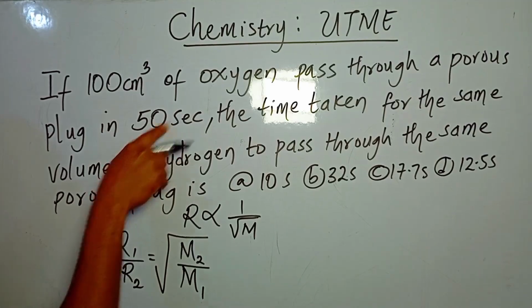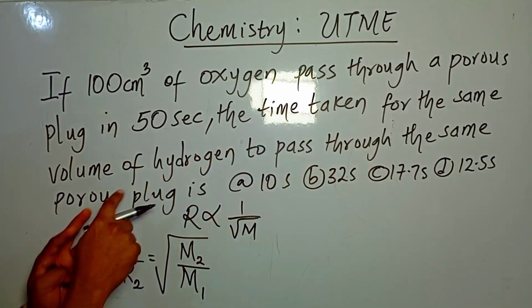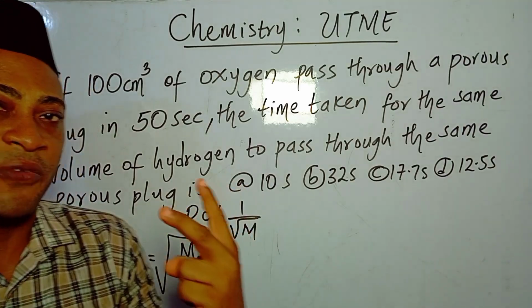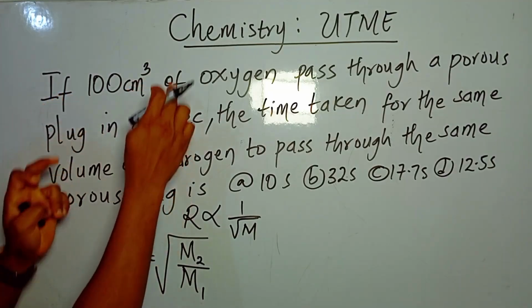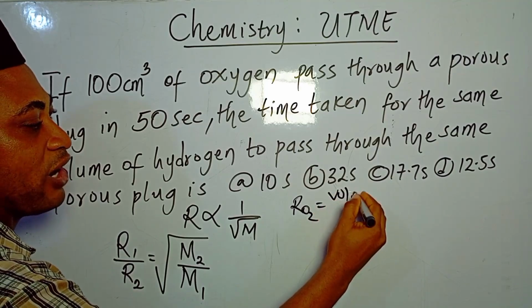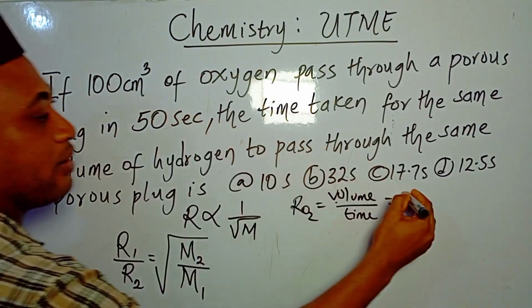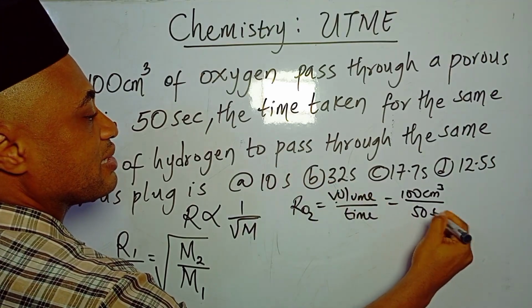So we're given the volume, and we know we're working with oxygen. They gave us the time. So for oxygen, we're given volume and time. We're asked to get the time for the same volume of hydrogen. So the two gases we're working with here are oxygen and hydrogen. But we're given volume and time for oxygen, so we can get the rate of oxygen gas, which is volume over time. And what's my volume? 100 cm cubed. The time is 50 seconds.